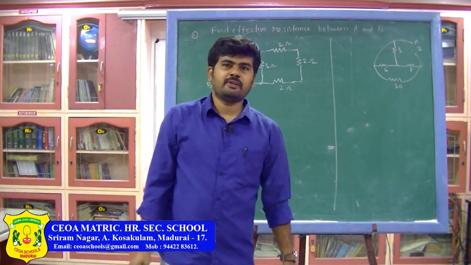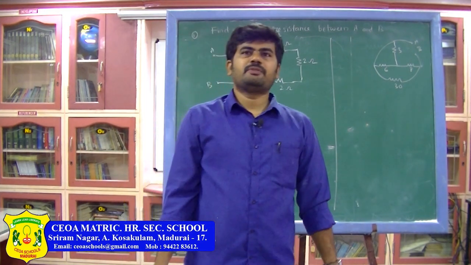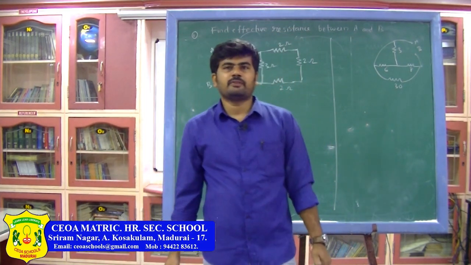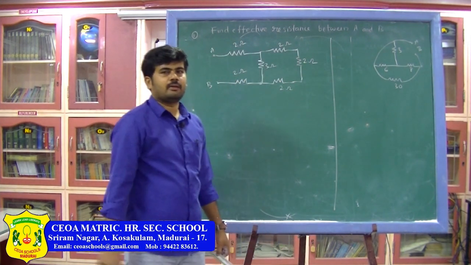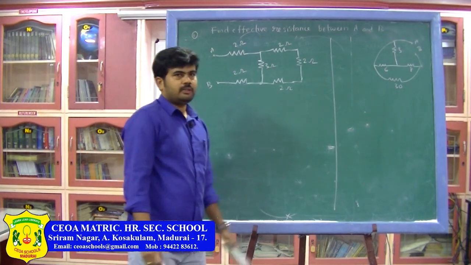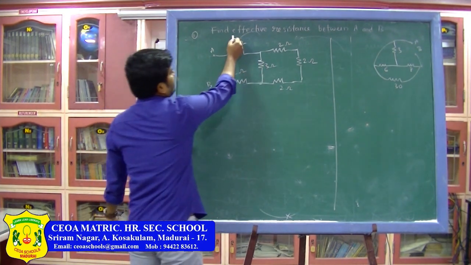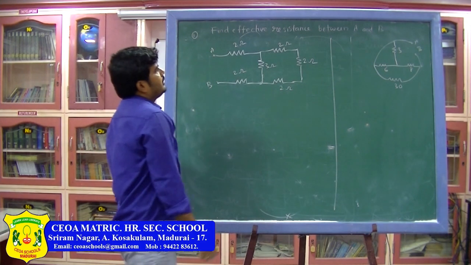Morning students, in yesterday's class we discussed the concept of series and parallel combinations of resistors. In today's class let us discuss some problems based on series and parallel combinations. Now the first problem is, this is a circuit given, so find the equivalent resistance between A and B.